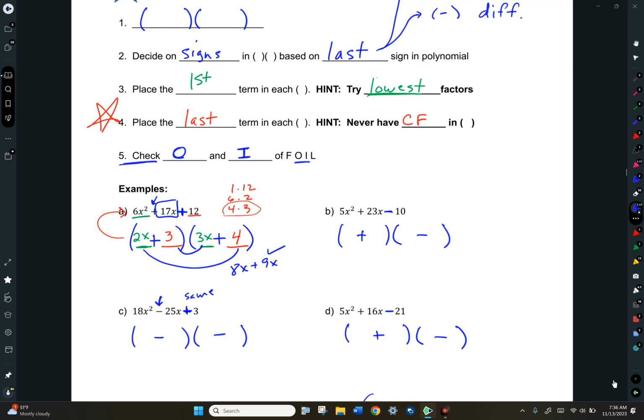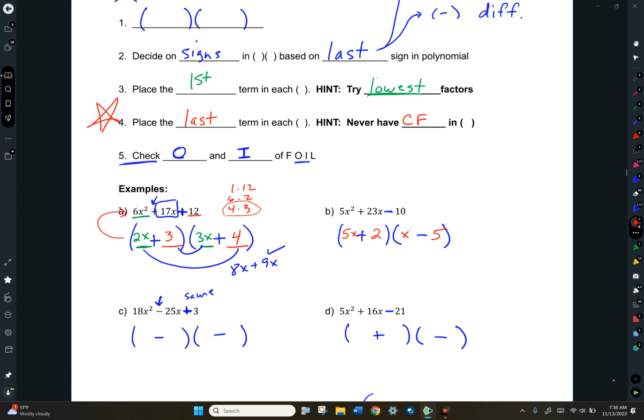Okay, so let's look at letter B. I already know that my signs are different because of that minus sign at the end. So the first term I know has to multiply to be 5x squared. Well, I only have one choice, right? It has to be 5x times x. All right, and I know the last numbers have to multiply to be 10. So instead of choosing 10 and 1, I'm going to start with 5 and 2 because those are the lowest. But when I choose 5 and 2, I know I can't put the 5 in the first parenthesis because there'd be a common factor. So I have to put the 2 here and the 5 over here.